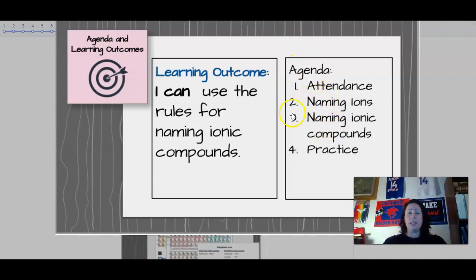After you do that, in this lesson we're going to learn about naming ions, which we've kind of already done, and then naming ionic compounds. We're going to put it together. And then you're going to have a few practice problems.